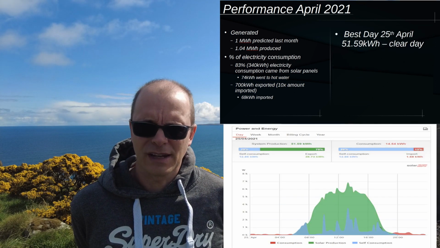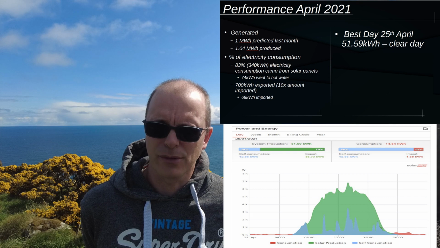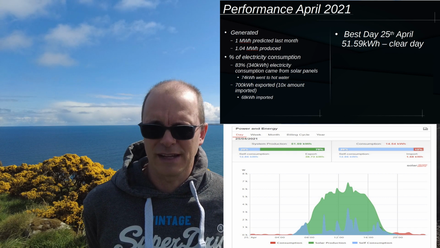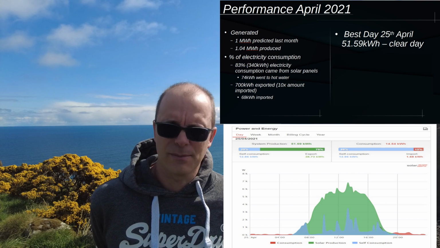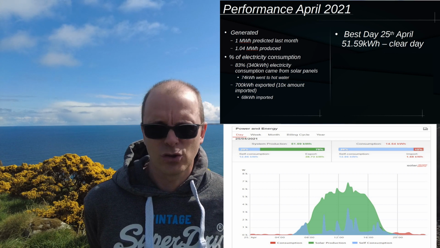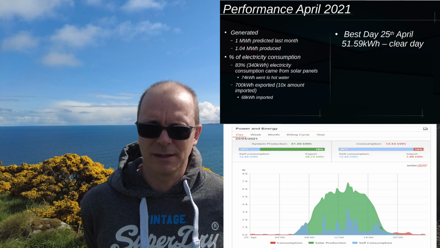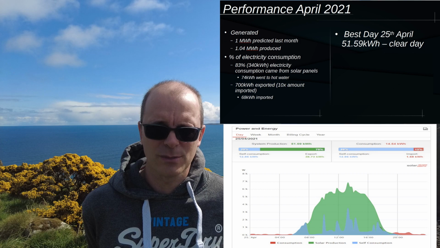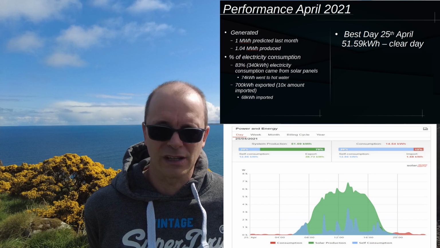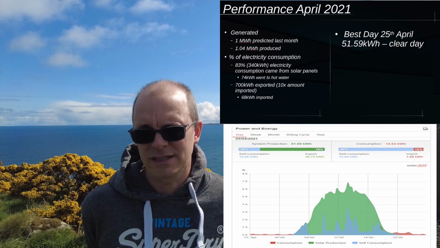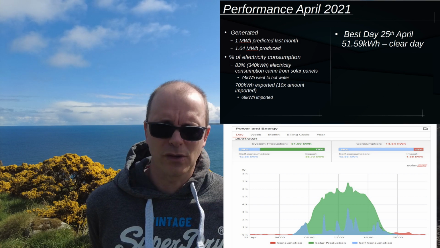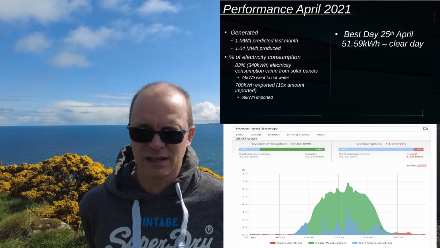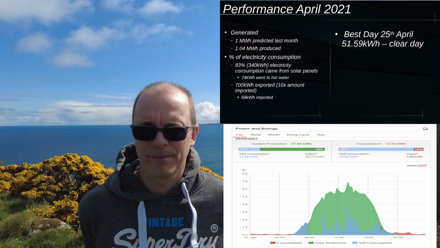The best day for electricity generation was the 25th of April, and we generated just under 52 kilowatt hours of electricity. If you have a look at the profile on a graph, it's almost Christmas pudding shaped with a few spikes in the middle. Those spikes correspond to times when I switched on heavy consumers such as a washing machine or a dishwasher. And these generation spikes exist simply because we've got an export limit. So if we can export more electricity, we can unlock more of that solar power.